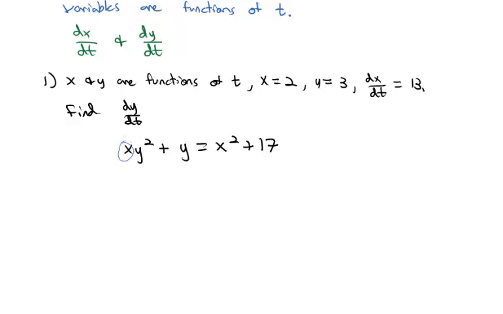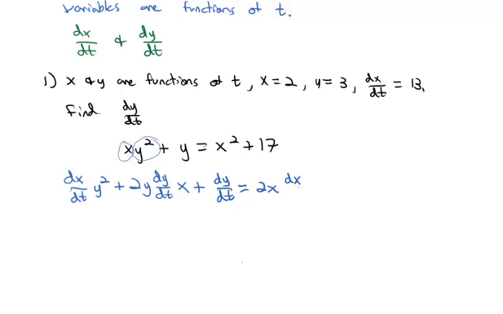And so when I look at this first product, x times y squared, we take the derivative of the first. The derivative of x is dx/dt times the second, y squared, plus the derivative of the second, which is 2y times the derivative of y, which is dy/dt, times the x, plus the derivative of y, which is dy/dt, equals the derivative of x squared, which is 2x, and then we multiply by the derivative of x, which is dx/dt. And the derivative of 17 is 0. Now, what we did yesterday was probably more difficult because we had to go through and solve for the dy/dt using a lot of the algebra.